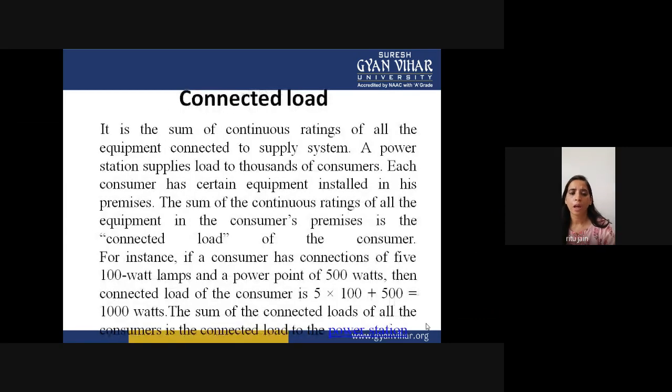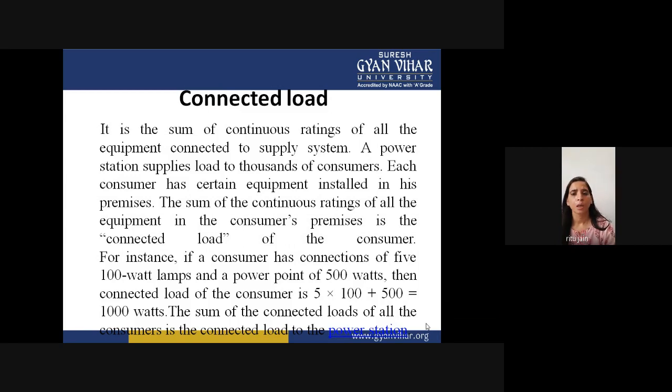Now, first we have to understand what a connected load is. First we will understand the definition of connected load, then we will take an example. It is the sum of continuous ratings of all the equipment connected to the supply system. That is your connected load: how many appliances are connected to your supply system comes into the category of connected load.